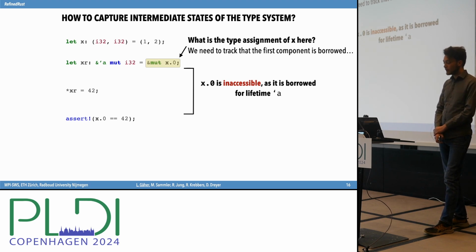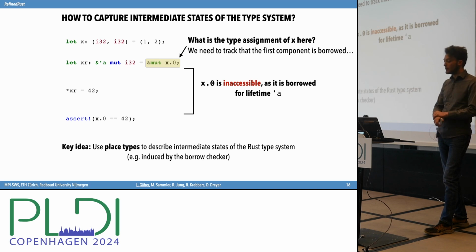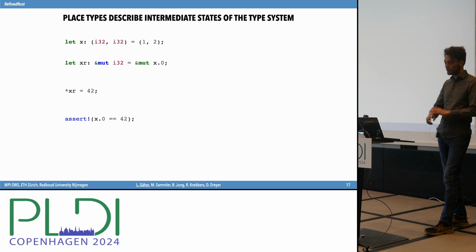And for that, our key idea is basically that there are more types than just the types you see at the surface level in Rust. These additional types we call place types, and RefinedRust features place types to describe the intermediate states of the Rust type system. In this super simple example program, let's look at how this would be checked by RefinedRust by following the states of the type system.